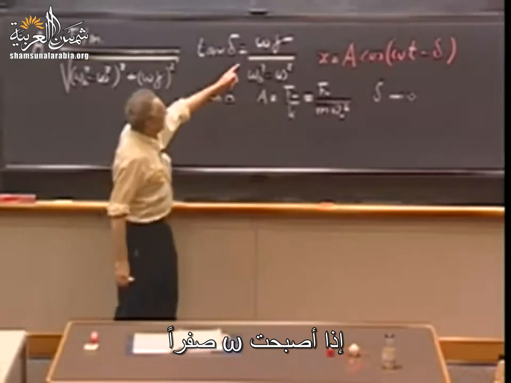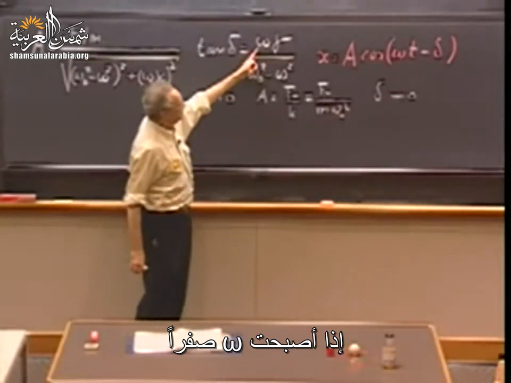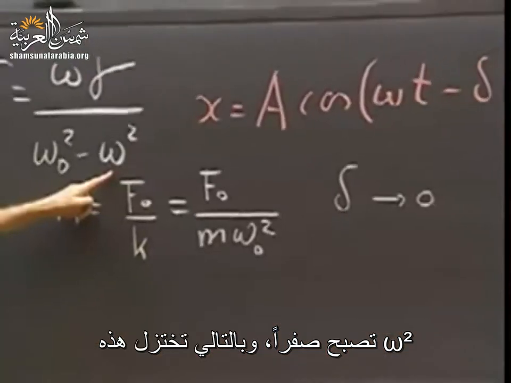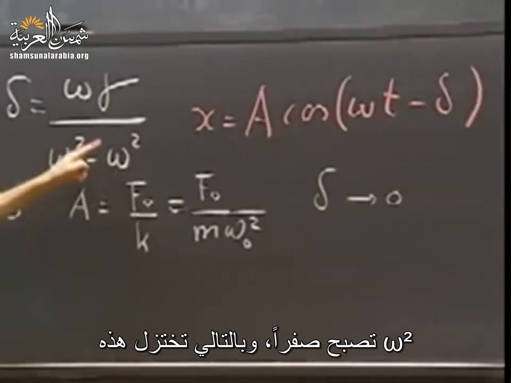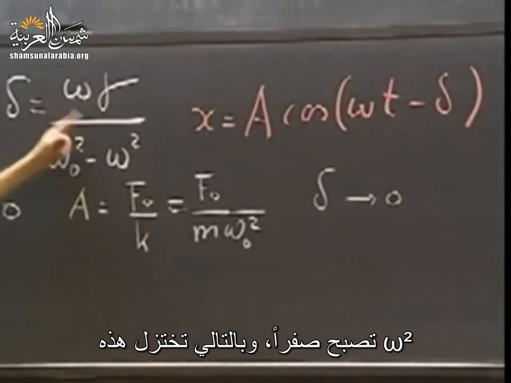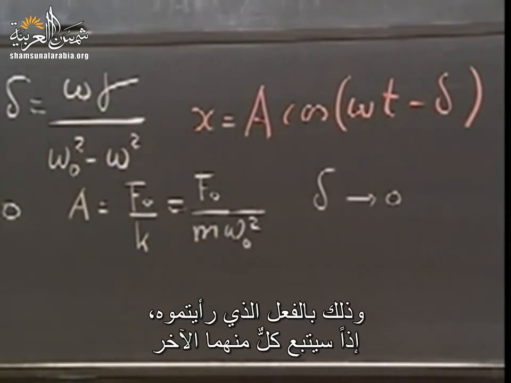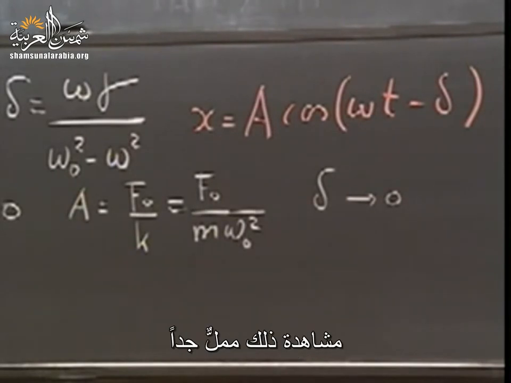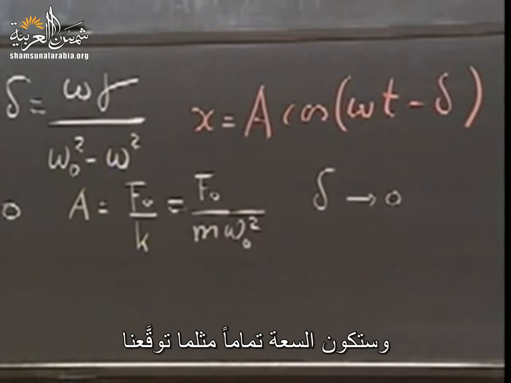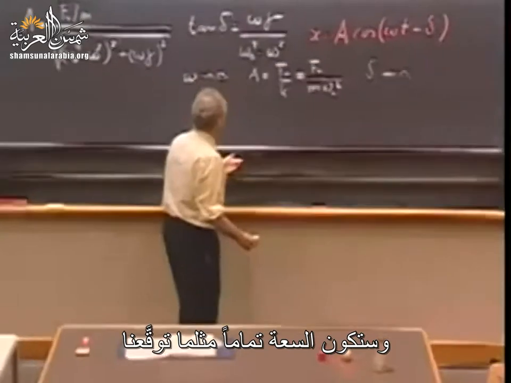Well, if omega becomes 0, this is 0 as omega squared. So this goes away. Here's a 0 upstairs, so you see the tangent of delta is 0, and that indeed is what you see. So the two follow each other. It's extremely boring, the whole thing, to watch, and the amplitude is exactly what you predict.